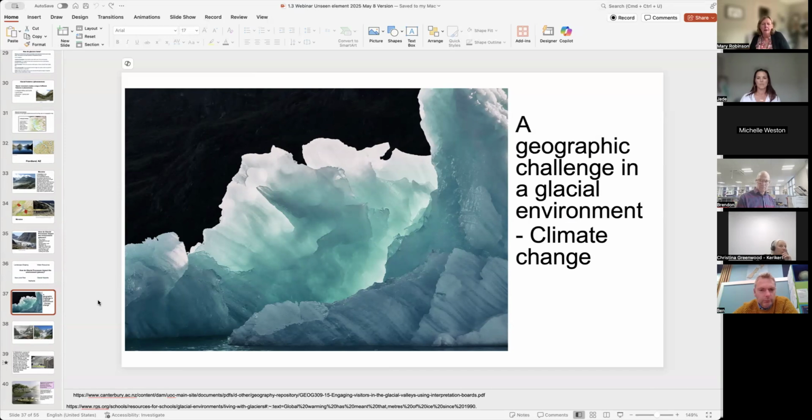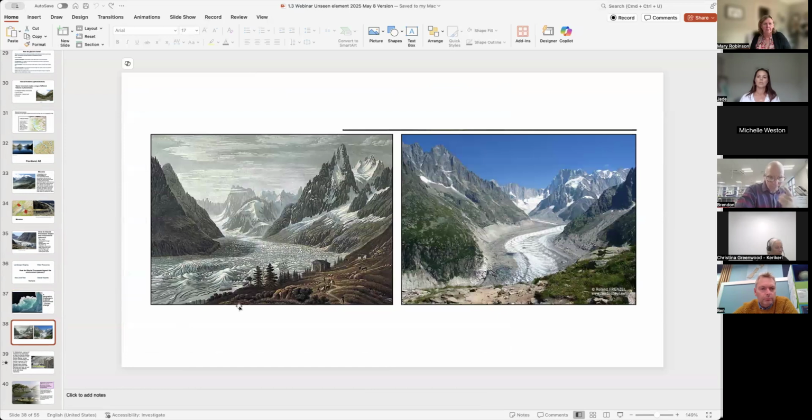When I was putting this one together, I was thinking about how a glacial environment could be a geographic challenge, and you might delve into looking at some kinds of things. So this is a couple of photographs of some glaciers and how they've changed over time. Sorry, this is a painting, and this is the same place over time and how that's changed.